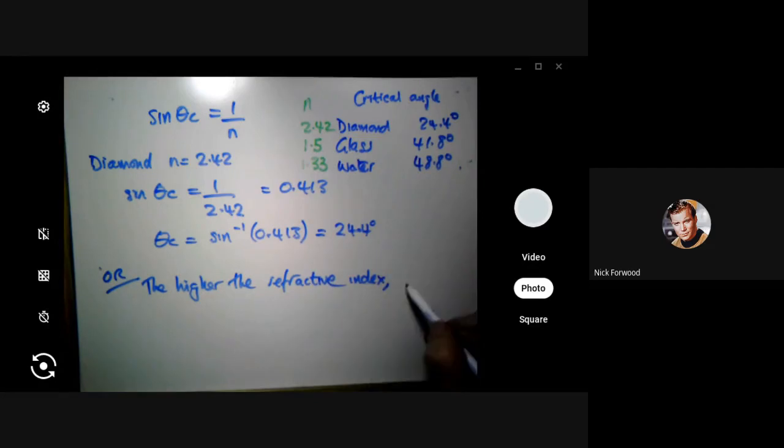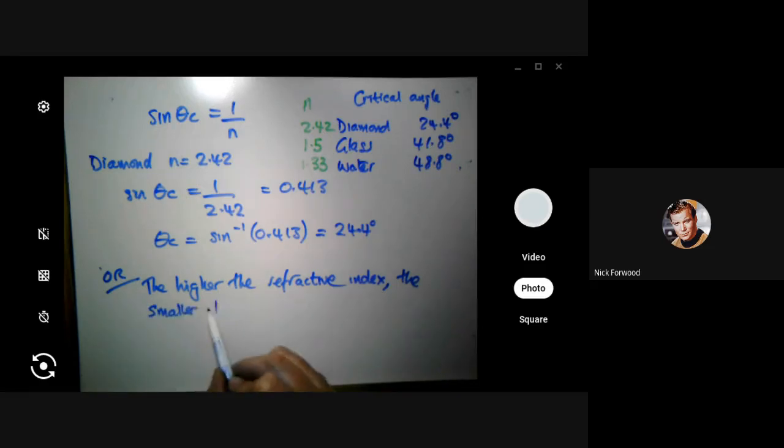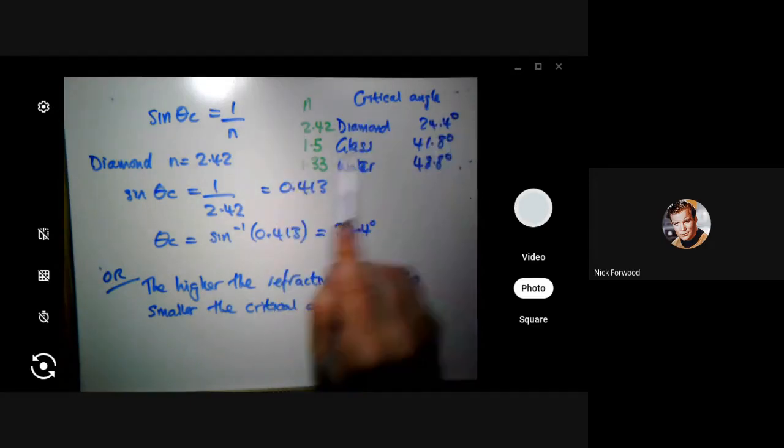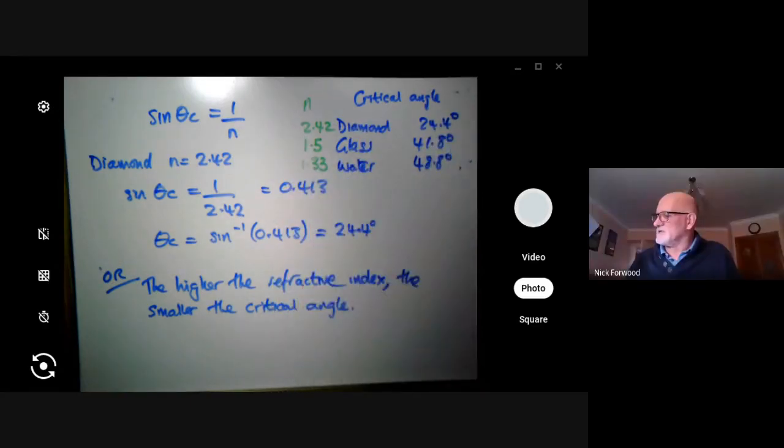Higher the refractive index, the smaller, or lower, the smaller the critical angle in the material, whatever the material is. Okay, so inverse, what's called an inverse relationship. This is large, this is small, this is small, this is large. That's an inverse relationship.